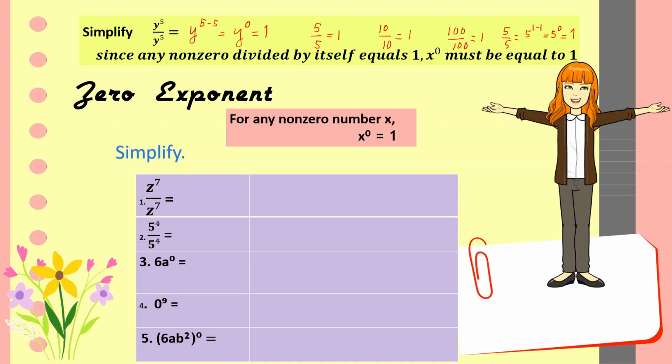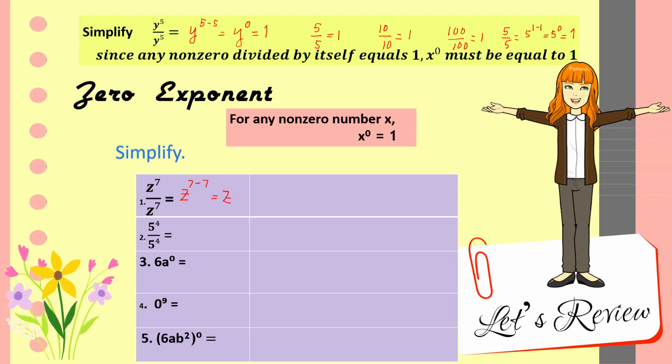That is called the zero exponent. For any non-zero number, x raised to 0 is equal to 1. So, let's have an example. z to the 7th power divided by z to the 7th power. Applying the quotient rule, we will have 7 minus 7. So, we will have z raised to 0. And then z raised to 0 is equal to 1.